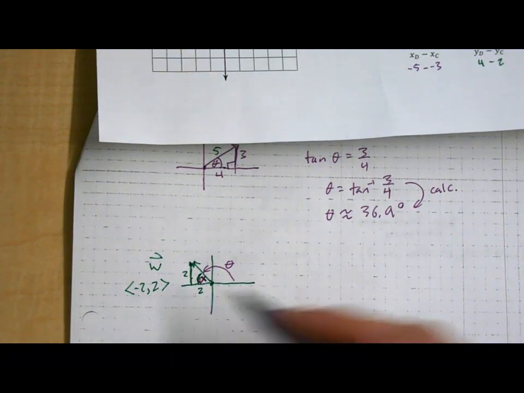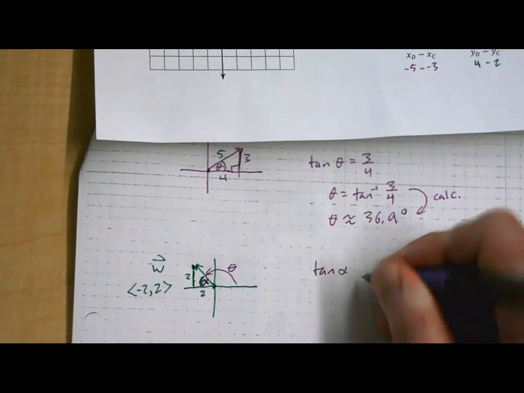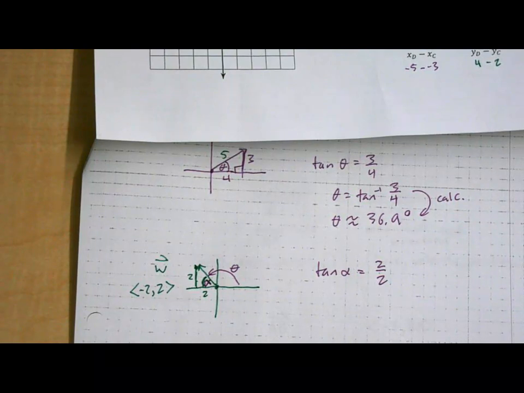So again, it's a right triangle. We got opposite and adjacent, so we'll go tangent again. Is 2 over 2. Now, most of you probably already know that this is going to end up being 45, right? But let's go ahead and write out the steps because it won't always be 45.